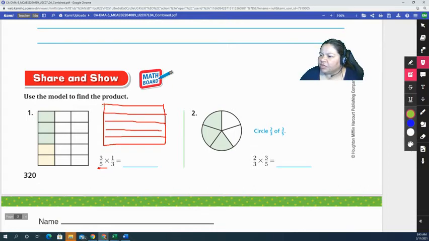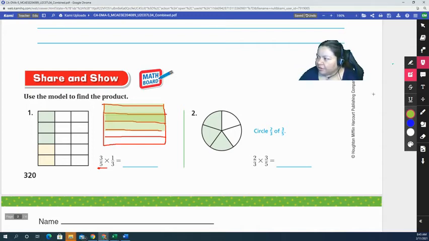Okay, so I'm going to shade 1, 2, and 3. I just overlapped it. And now, so I did this model 3/5. Now I'm going to model 1/3.